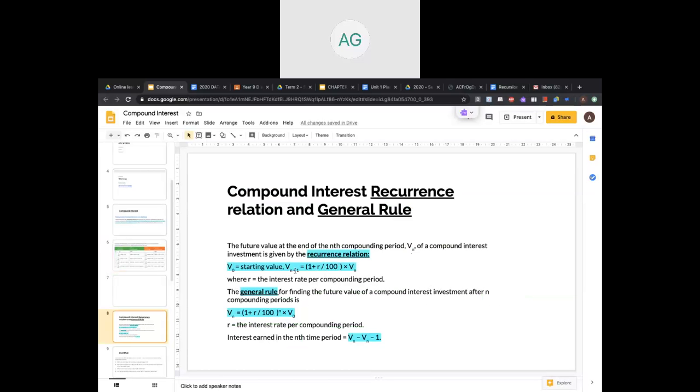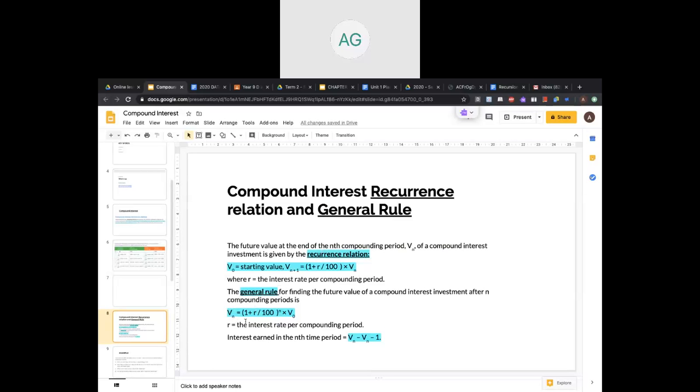So if you're calculating for the first year, then it would be 3000. So that's how you're calculating for next year. So that's your recurrence relation. And for the general rule, it is like a formula for finding the compound interest.